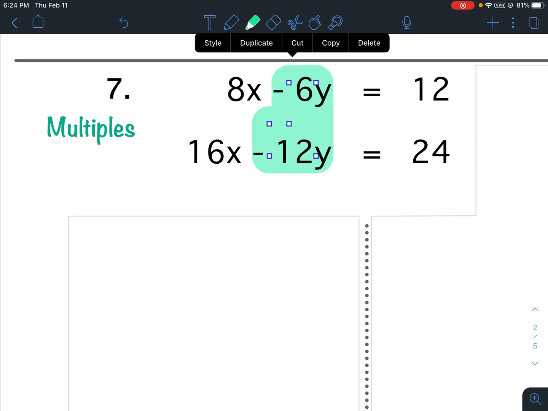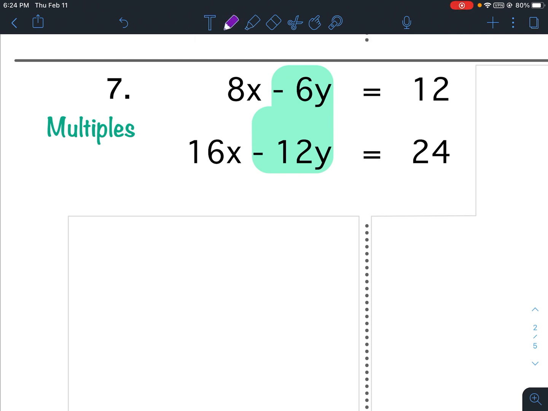Okay, so which equation has the smaller term? That would be the top one. So I'm going to multiply the top equation. What do I multiply by? Well, once again, I multiply by the opposite. I need to take the opposite of the larger term. So the opposite of negative 12 is positive 12. And then I divide by the smaller term, which is negative 6. What I need divided by what I have. 12 divided by negative 6 is negative 2. So I'm going to multiply the top equation by negative 2.